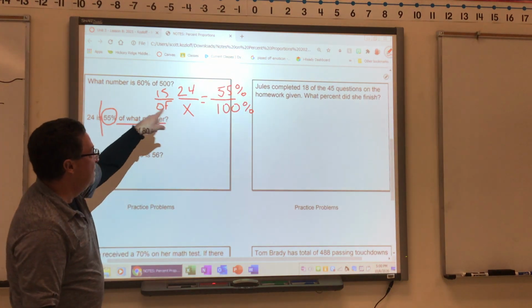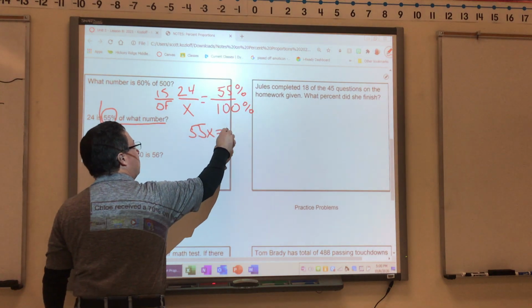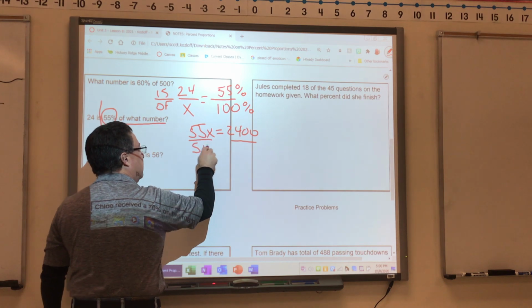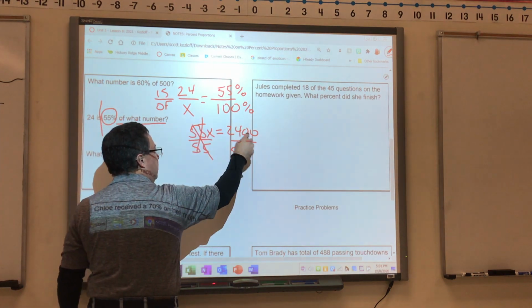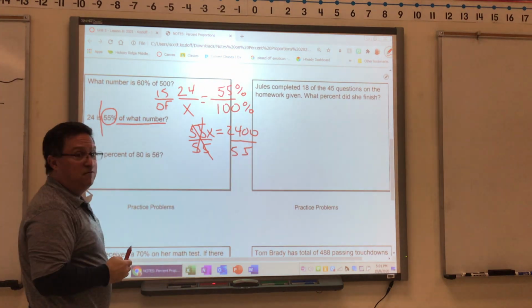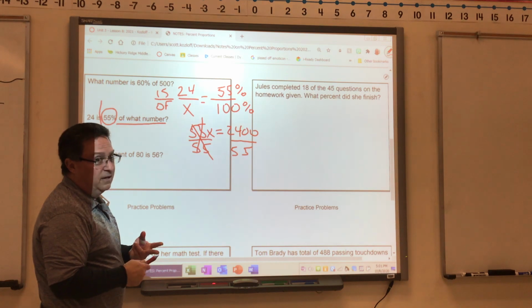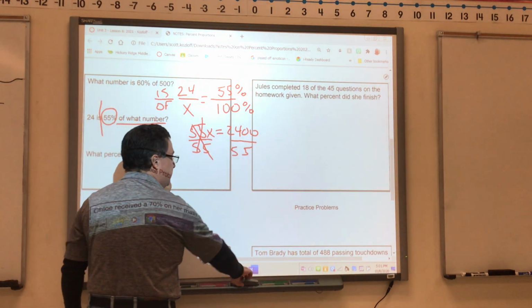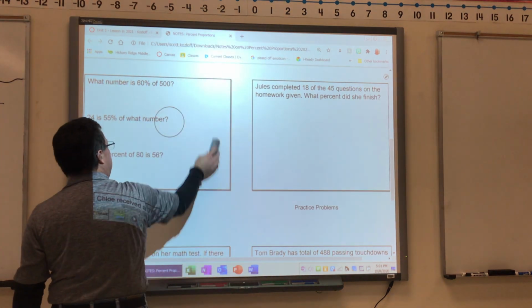Okay? So now I'm going to cross multiply. 55 times x equals 2400. And then I'm going to divide both sides by 55. Those cancel each other out. X equals whatever 2400 is over 55. Which I'm betting if you have a calculator, or Google, or Alexa, or a parent, you can figure that out on your own. Okay? All right, last one of these, just to make sure you're really getting it.